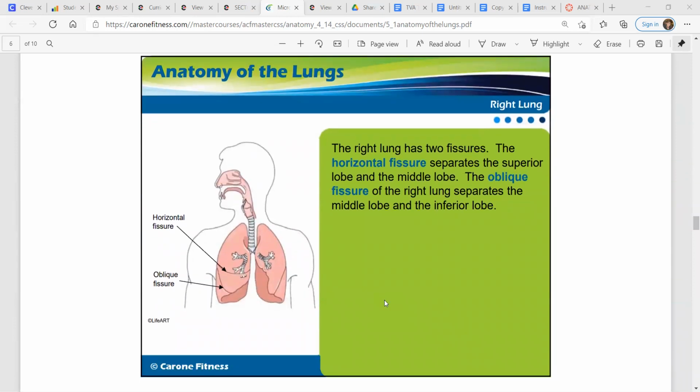The right lung has 2 fissures. One is the horizontal fissure that separates your superior lobe and the middle lobe, while the oblique fissure of the right lung separates the middle lobe and the inferior lobe.